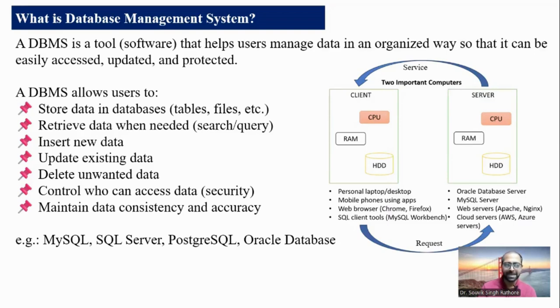Another example is, imagine a library. You ask the librarian, please give me the book on DBMS. You are the client. The librarian is the DBMS. The library shelves are the database. The librarian searches, finds the book, and gives it to you. Similarly, the DBMS searches the data and returns the required information.